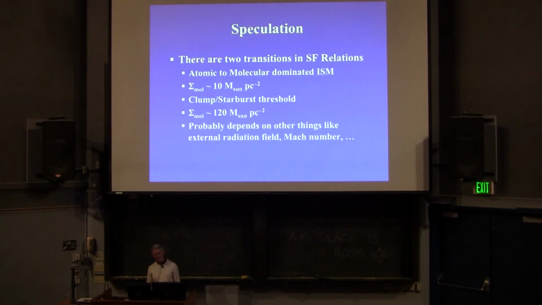This leads to some speculation that there may be these two transitions, one around 10 solar masses per square parsec and one maybe around 120 or thereabouts. Probably very uncertain. Almost certainly this threshold depends on other things like the external radiation field, the Mach number, and so forth.